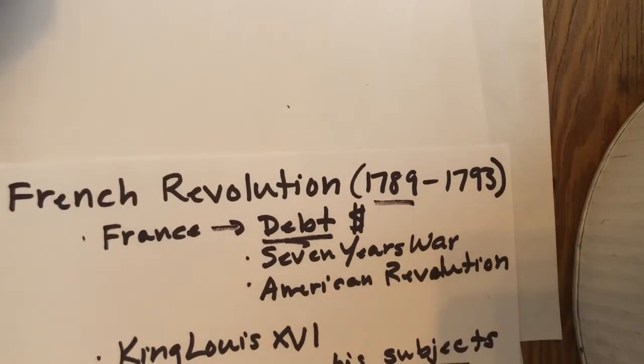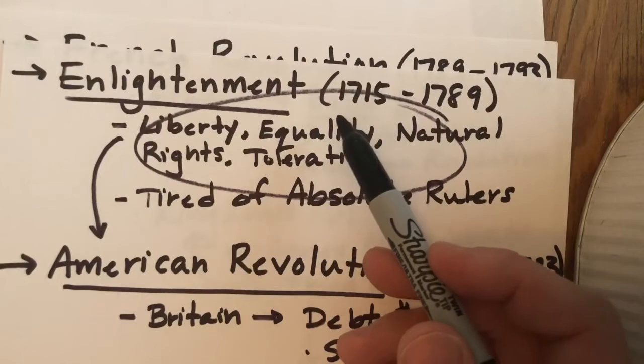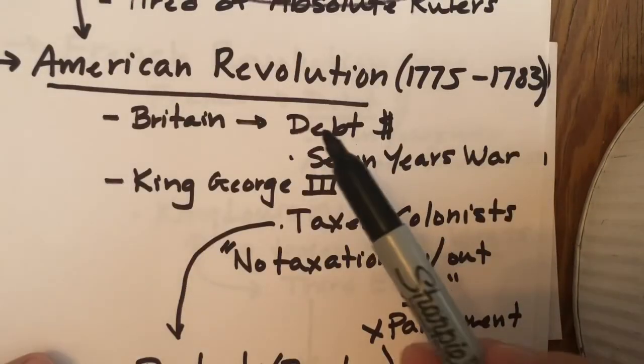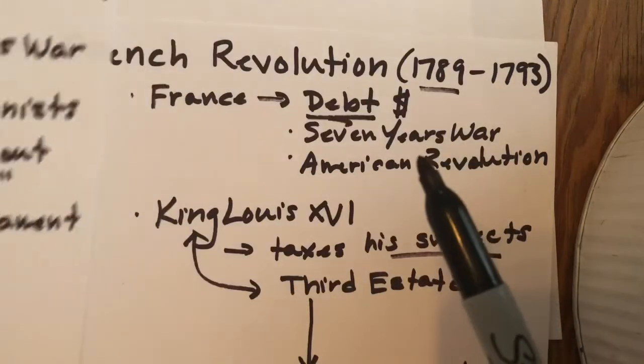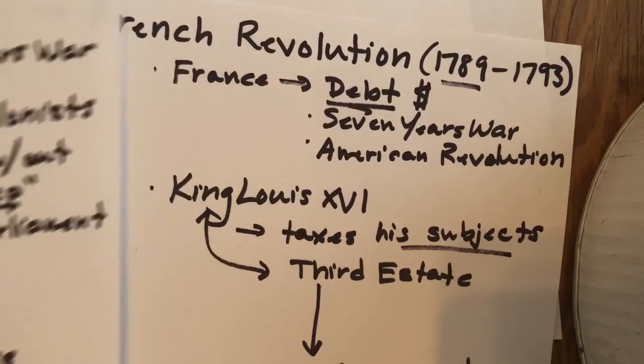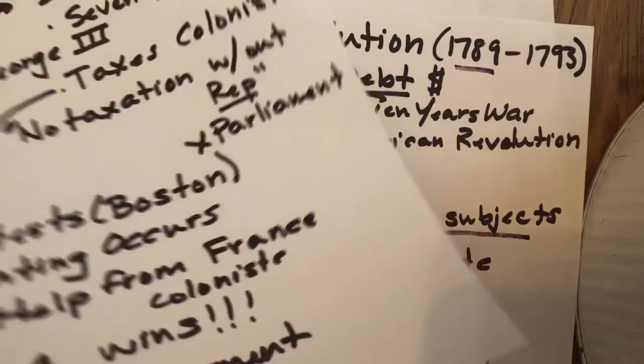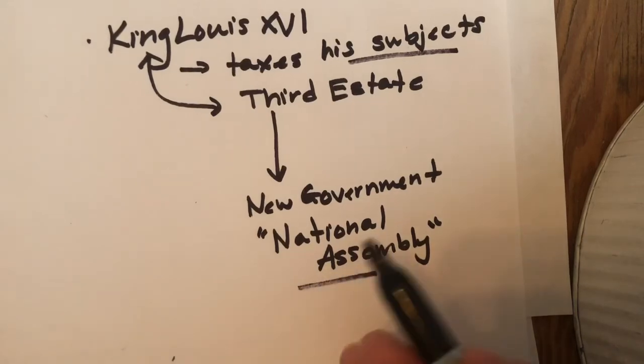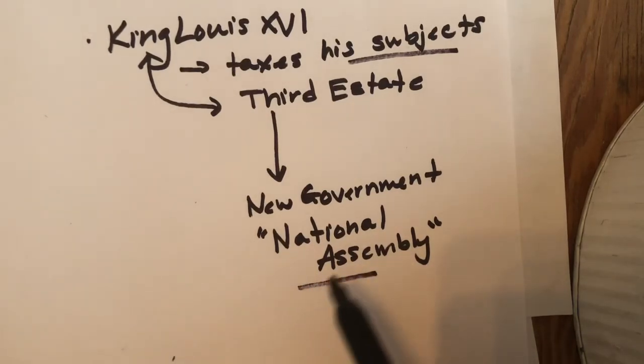So that kind of ends where we are. Enlightenment ideas inspire the American Revolution. France and Britain are in debt from war, and we're going to see these new governments start to form in the United States, obviously a successful one, and the National Assembly, which is successful for a while, and then we'll find out what happens next.